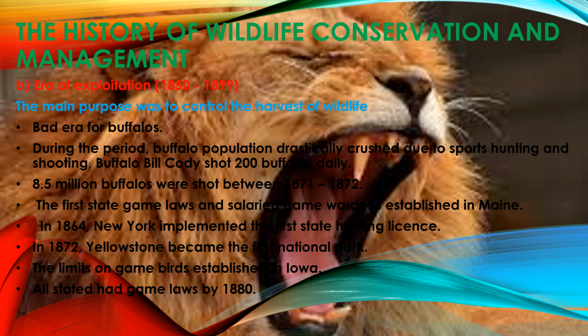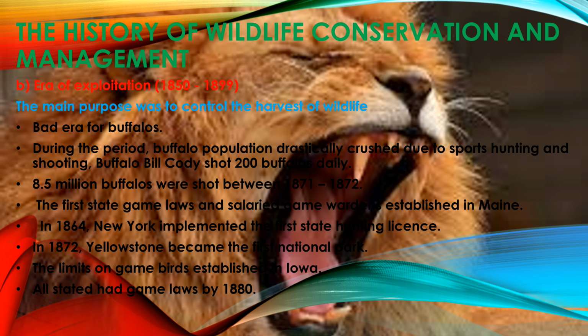On to the second era, the era of exploitation, which happened during the period of 1850 to 1899. The main purpose here was to control the harvest of wildlife. And this is the era that was marked as the bad era for the buffaloes. It is during this period that about 8.5 million buffaloes were shot between 1871 and 1872. And one famous man known as Buffalo Bill Cody was famous for shooting about 200 buffaloes daily.